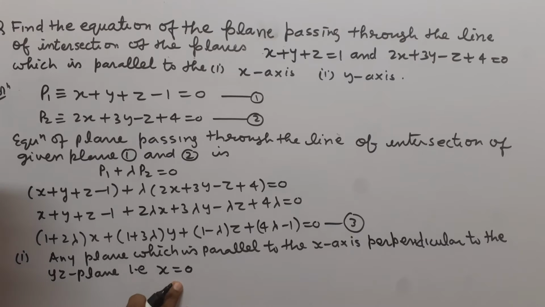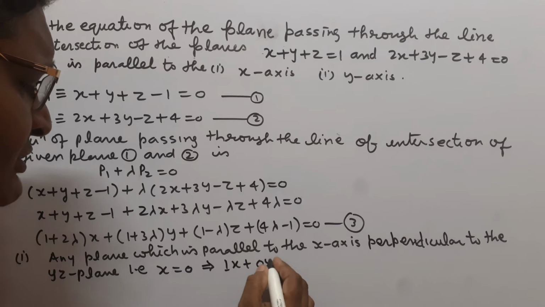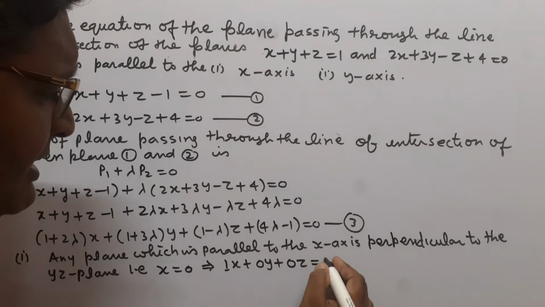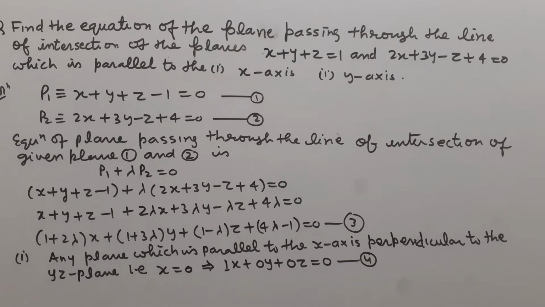This is the coordinate plane, and x equal to 0 can be written as 1 multiplied by x plus 0 multiplied by y plus 0 multiplied by z equal to 0. Suppose this is the fourth plane. Here in this question we have to find that plane which is parallel to the x-axis. That means the required plane is perpendicular to the yz plane, and we know that the yz plane is x equal to 0, which can be written as 1 multiplied by x plus 0 multiplied by y plus 0 multiplied by z equal to 0.